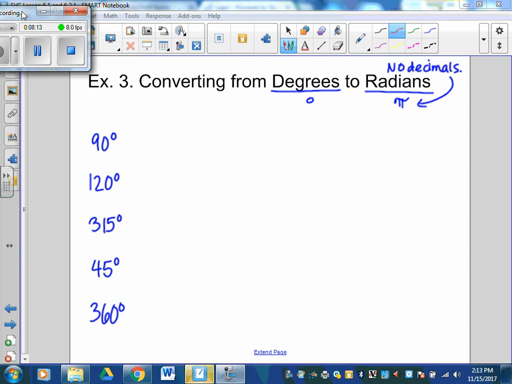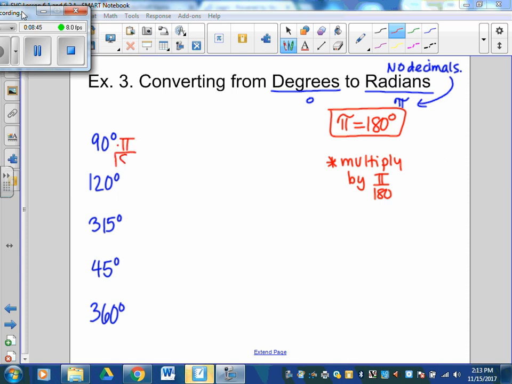And what is radians? Well, in trig, pi is equal to 180 degrees. And I think that's the best fun fact I could possibly give you. And it's going to come in handy. So when we convert from degrees to radians, what you want to do is multiply by pi over 180. All right, so that's the first thing we do. We multiply each of them by pi over 180. Okay, so when you do that, that's the first step.